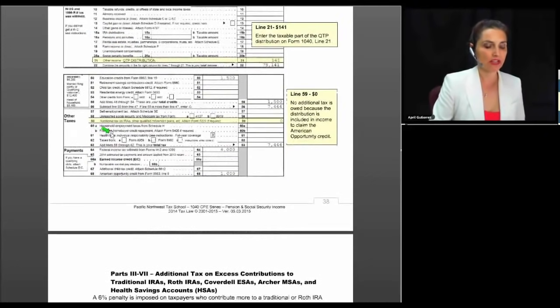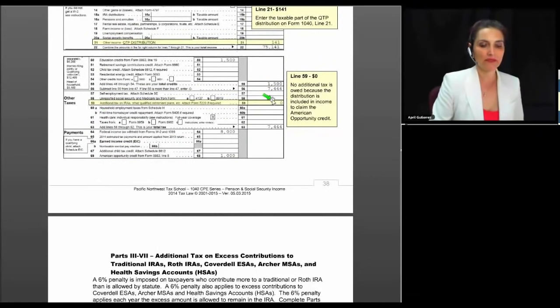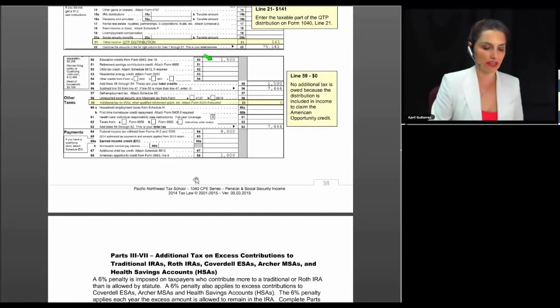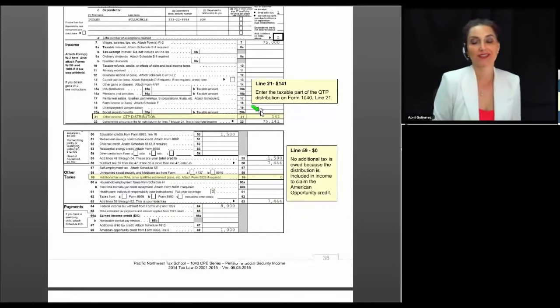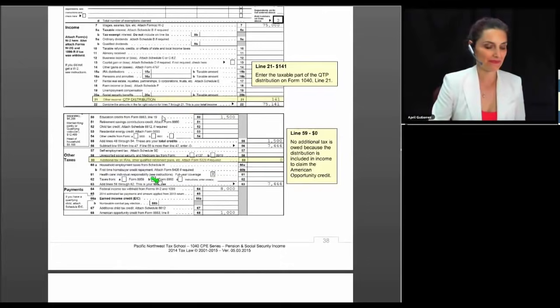And then on page 2 of the Form 1040, on line 59, we're going to enter 0 because no penalty is owed on that distribution. And you'll see on page 2 of the form that Rocky is claiming the American Opportunity Credit. He's got $1,500 of non-refundable credit on line 50 and another $1,000 of refundable American Opportunity Credit that he's claiming on line 68. So he's getting $2,500 of credit in exchange for reporting $141 of income on his tax return. I guess you could say that's a good trade-off for him.